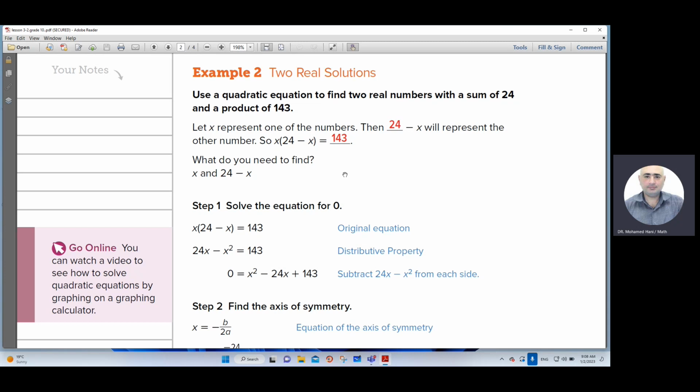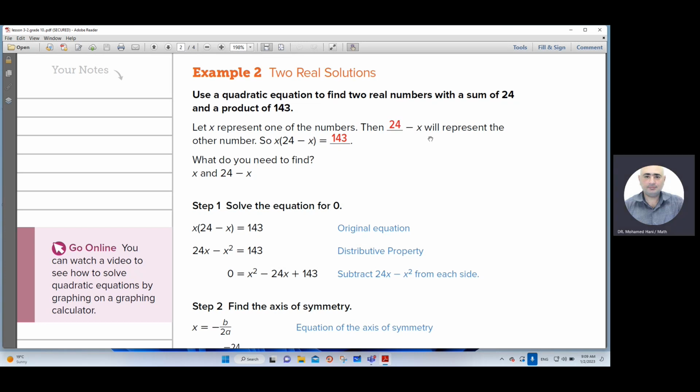Fine. How to find the solutions? Let x be any variable. So let x represent one of the numbers. You can write with me: let x represent one of the numbers. So if you have the first term x, what is the second term if the sum of them will be 24? It will be 24 minus x. So we can write 24 minus x.